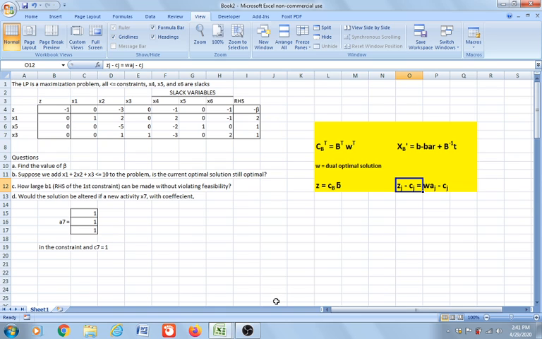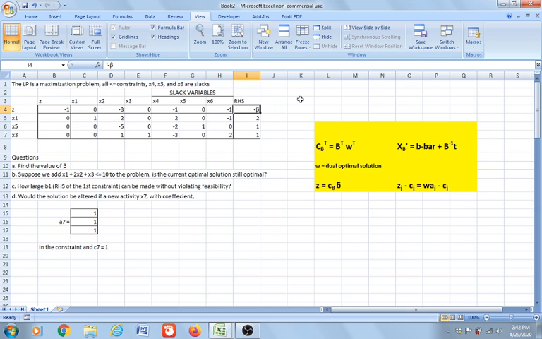Now, in the example here, we have an LP, and that LP is a maximization problem with all constraints less than or equal to, and x4, x5, and x6 are the slack variables. Now problem A: find the value of beta. Here we don't know the value of z star, but in the problem we label the value of z star as minus beta, so we need to find the value of beta.